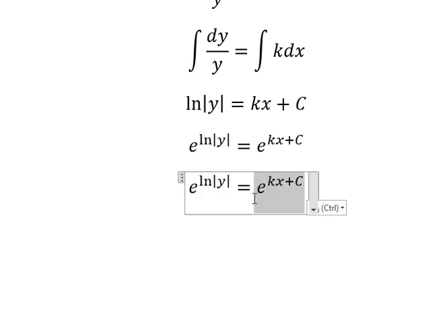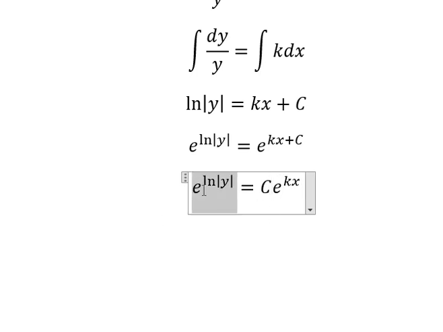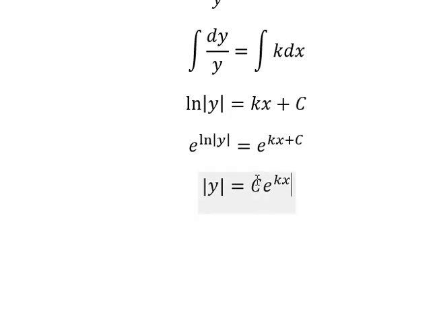And this one we can write as e to the power of kx multiplied by e to the power of c. And we know that e to the power of c we can write as C, and that's a constant. This one we got the absolute value of y. We know that C can be a positive or negative number, so we can write it like this.